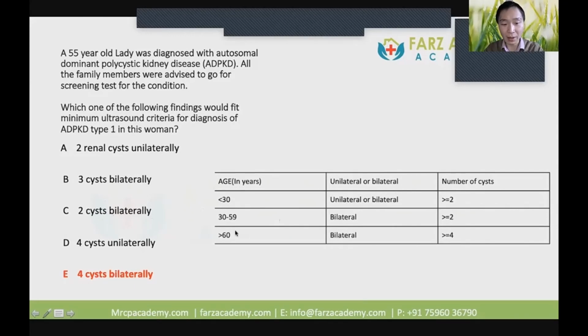Clinically, actually, this is rarely needed, as patients with this strong history of polycystic kidney disease will have multiple cysts, so hundreds of different cysts. But in the exam, when you get a question like this, you need to check the number of cysts, whether it's unilateral or bilateral, and the age of the patient, and match it to the diagnostic criteria currently.